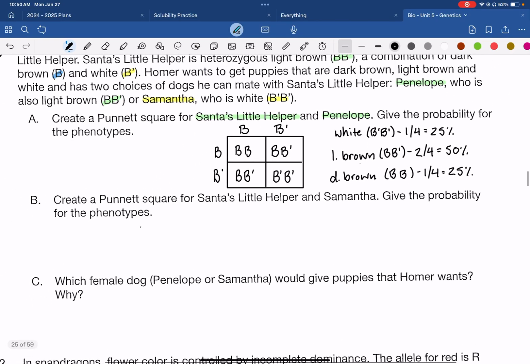Now let's look and see what it's going to look like if Santa's Little Helper mates with Samantha. And Samantha is white, which we're going to highlight her yellow. Give the probability of the phenotypes. We're going to do the same thing we did above. And I'm just going to copy my Punnett square over, so just bear with me for a second.